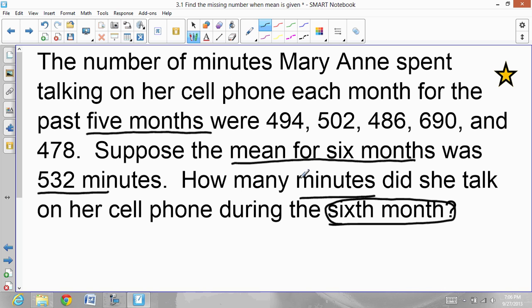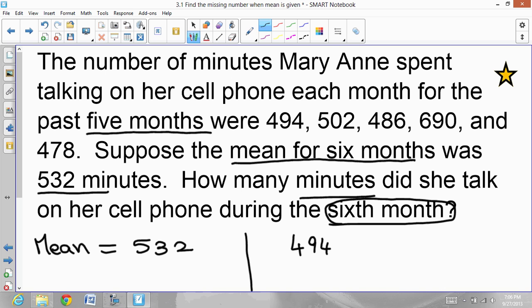So this is the information that is given to you. Using the information given, you need to find how many minutes are in the 6th month. So the number of minutes she spent on a cell phone for the 5 months are these 5 numbers. So let's write them down. You were given one piece of information, which in this case is the mean. So the mean for the 6 months is 532. So that is one piece of information. The second information that you have is you know the numbers for the 5 months. So let's list them together.